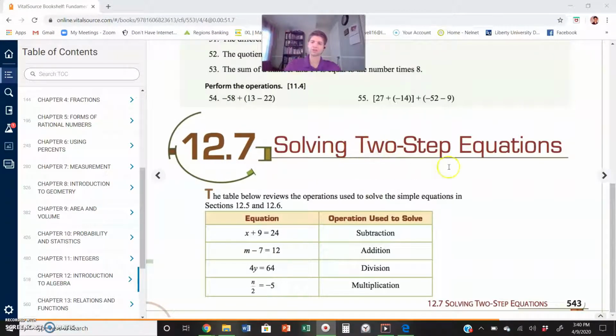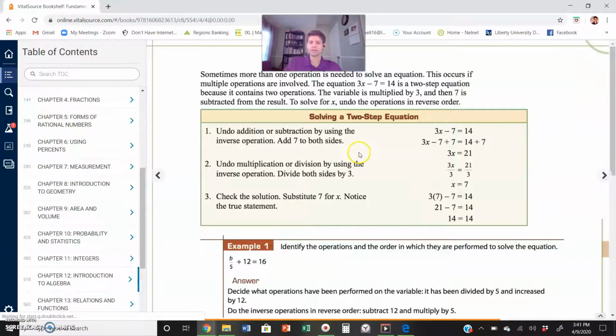12.7 is solving two-step equations. 12.6 was one-step equations. So we did something like x plus 9 equals 24. In order to solve, we would subtract 9 from both sides, and we would get our answer. If we had m minus 7 equals 12, we would add 7 to both sides to get our answer of 19. So we're going to take that one step further in 12.7, and we may have to do it twice.